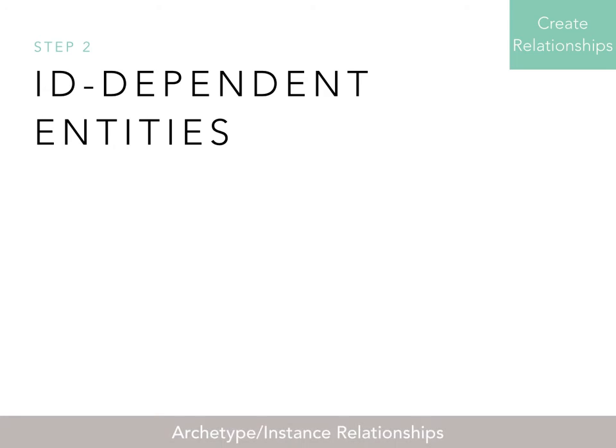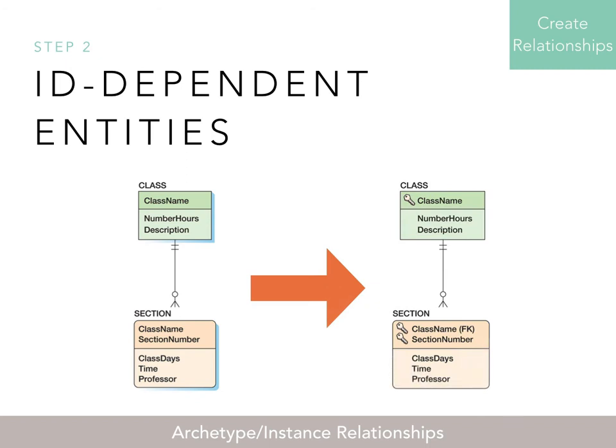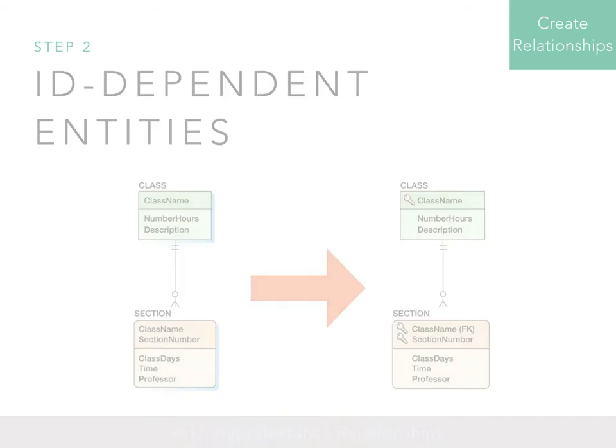And lastly, for the archetype instance kind of relationship, an entity like this where we have classes and sections, and a section is like an instance of a class. Class can exist without a section. Section can't really exist without a class. It's going to look like this, and that class name is going to be kind of a foreign key. The class name and section number together are a primary key for the section table.